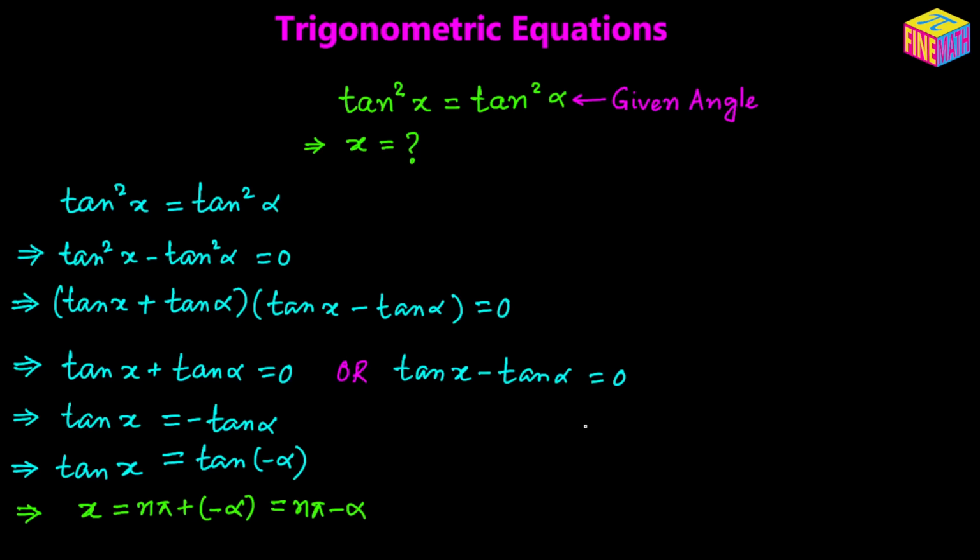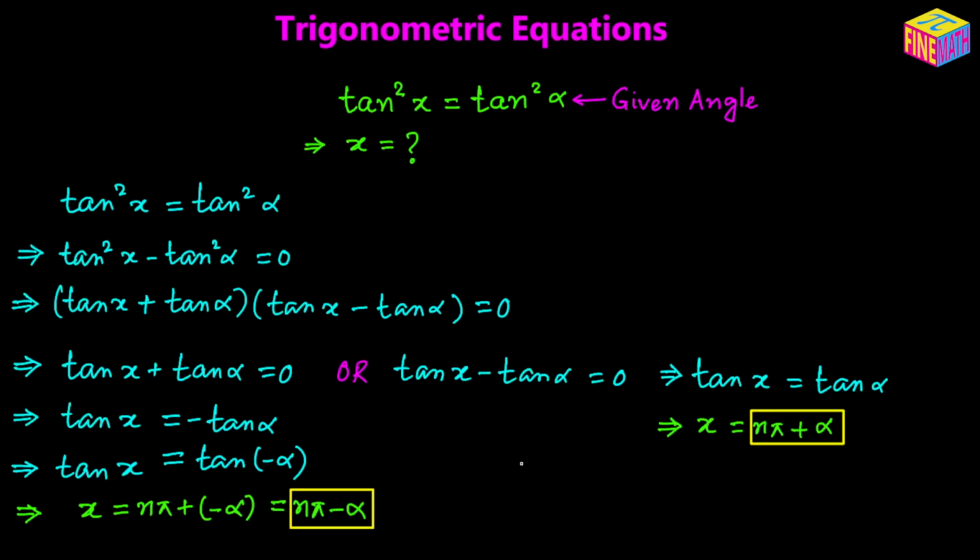Now let's see what we get from the second factor. From here we can say tangent of x equals tangent of alpha, and here again if we use the same concept from the previous video, we can say that x will be equal to n times pi plus alpha. So from the two factors we see that x can be equal to n times pi minus alpha and n times pi plus alpha.